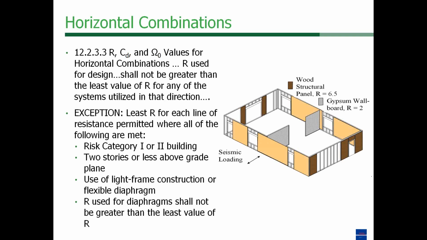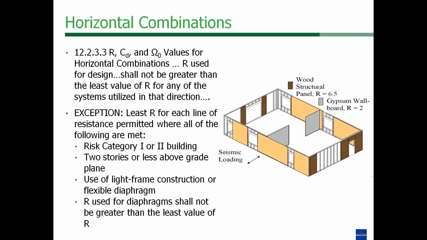So let's highlight in this figure here the seismic load, which is running, let's say, in what we'll call the east-west direction, and we have 3 lines of resistance. We've got 2 exterior walls and then 1 interior wall here. And let's say that on the exterior walls we've got wood structural panels, and on this interior wall we've got gypsum.